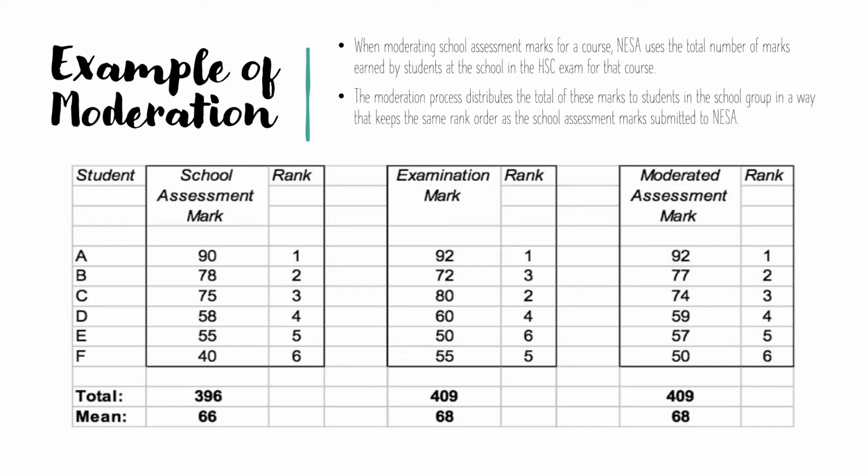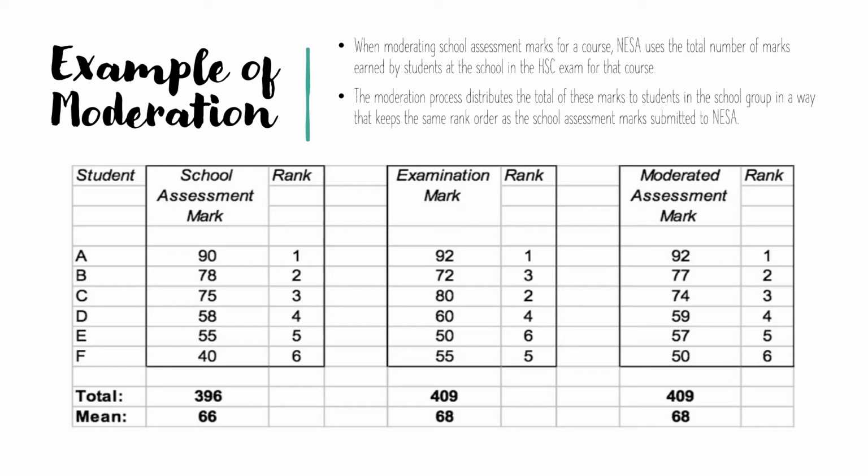So here we have an example provided on the NESA website, and we have students A through to F, and we have their school assessment mark, their examination mark, and their moderated assessment mark. Student A was ranked first with an assessment mark of 90, and they also achieved the highest mark in the exam of 92. That means that their moderated assessment mark must be 92, because that's one of the anchor points that NESA uses to moderate assessment marks.